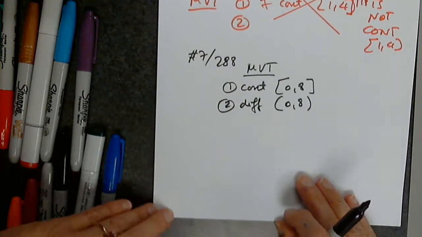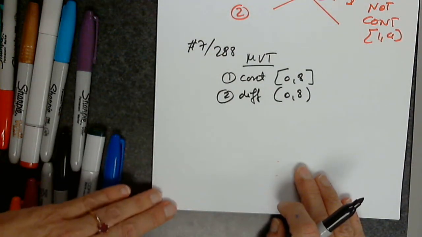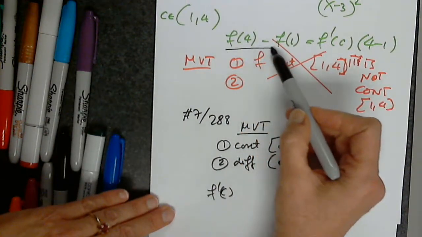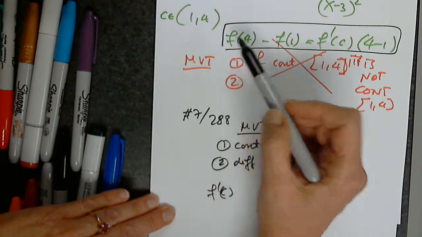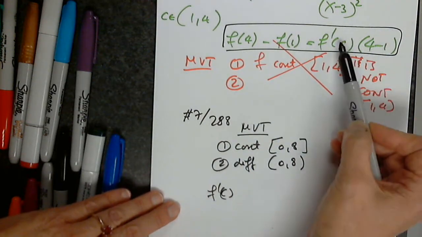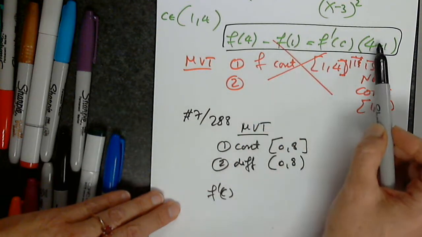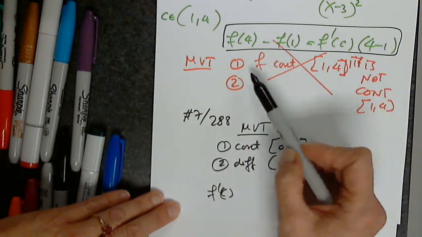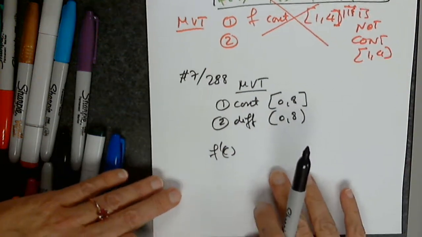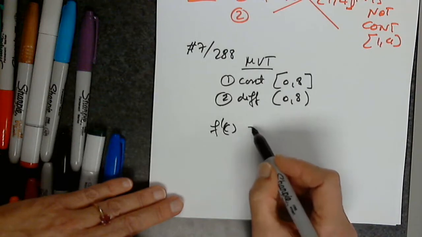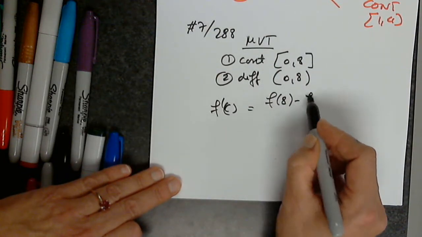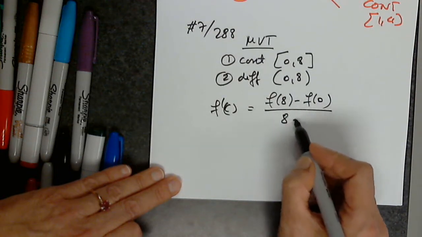Also remember that f prime of c, this is a different way of writing the mean value theorem. We wrote it as f prime of c equals f of 4 minus f of 1 over 4 minus 1. So they multiplied both sides by 4 minus 1. It's the same thing. So f prime of c will have to equal f of 8 minus f of 0 divided by 8 minus 0.